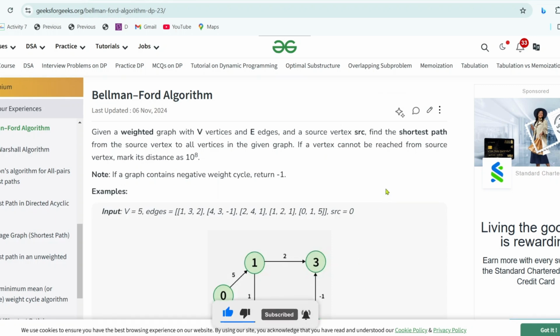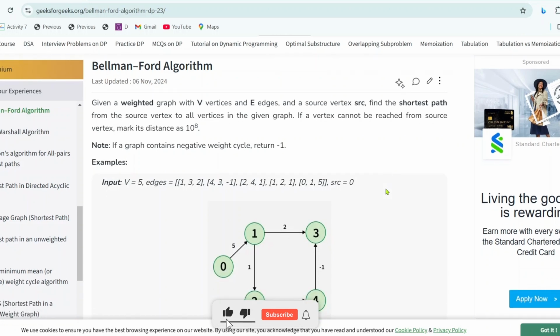In this video, I would like to discuss the Bellman-Ford algorithm. It is a graph algorithm which is used to find the shortest path from the source vertex.